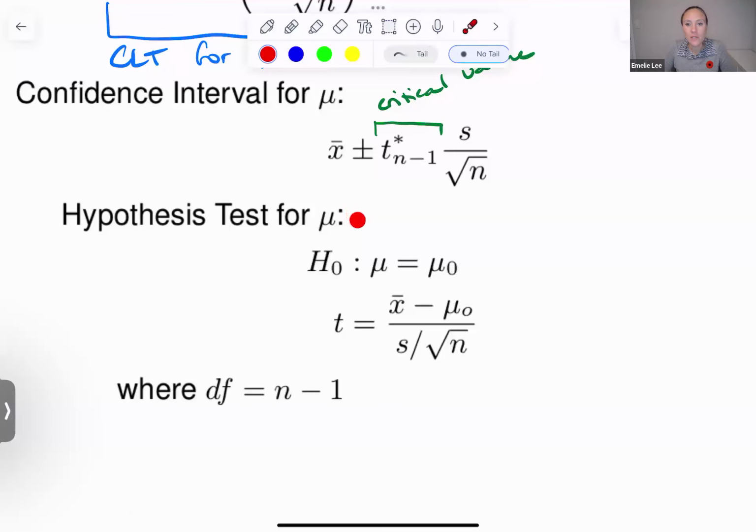If we're doing a hypothesis test for mu, you might remember for one sample proportions we had p equals p naught, but that p naught had to be a number from the question, right? The number we want to compare our sample proportion to. Now we have the same scenario, but for means. And so we'll have some number, mu naught, some average that I want to compare my sample average to.